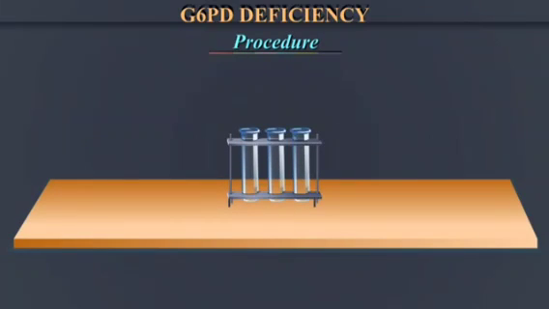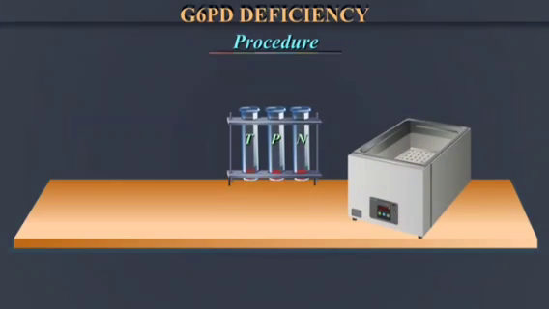Procedure. Take 3 test tubes and label them test, positive control and negative control. Add the reagents as under. Reagent sodium nitrite: 0.1 ml to the test, 0.1 ml to the positive control and nil to the negative control. Reagent methylene blue solution: 0.1 ml to the test, nil to positive control and nil to negative control. Sample blood: 2 ml to the test, 2 ml to the positive control and 2 ml to the negative control tubes.